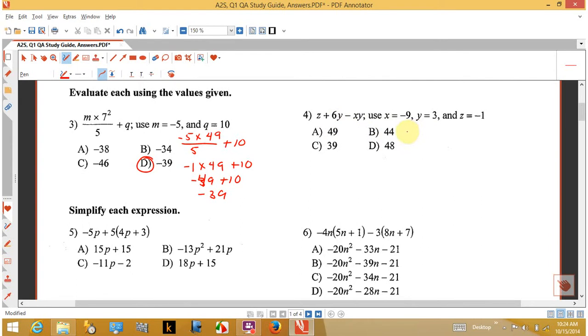We have z is equal to a negative 1 plus 6, and the y is 3, minus x. X is a negative 9, and y is 3. Okay, let's do our multiplications. Negative 1 plus, wait a second, I got something stuck in there. Okay, that's better. So now I've got it written right.